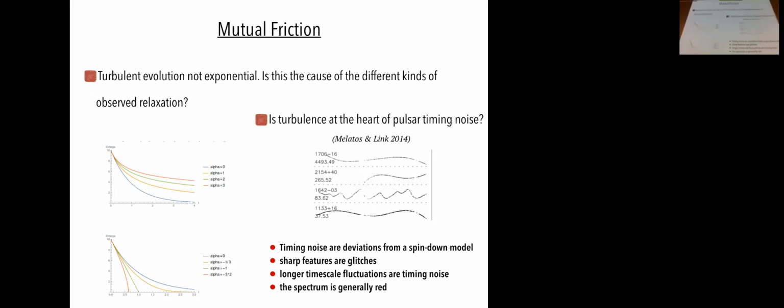So essentially for pulsar observers, timing noise is everything that's not in their standard spin-down model and is not impulsive, like a glitch. So basically any longer timescale fluctuations are generically called timing noise. The spectrum is generally red, varies from pulsar to pulsar, and it's also not easy to determine. If you look at Andrew's talk, he will discuss this in more detail and what observational tests you could try to do.